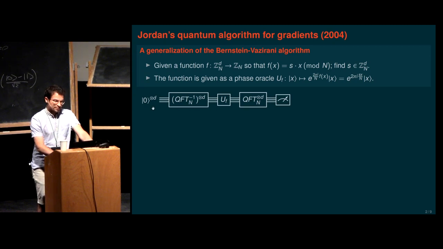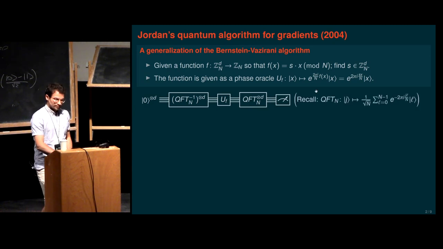You start with the all zero strings, and you apply quantum Fourier transform inverse to the tensor power d. But what it really does is it just prepares a uniform superposition over everything. So you could, in principle, use Hadamard or anything that prepares uniform superposition. Then you apply your phase oracle, which applies this phase, and apply the Fourier transform. And now we need to recall that what this quantum Fourier transform does, it maps the basis state j to this superposition, and this is the phase that it picks up. And these phases are then multiplied together for different coordinates.